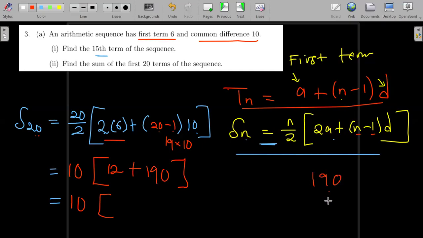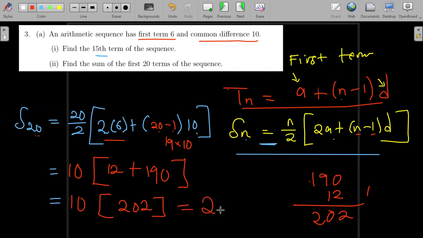190 plus 12, we are going to get 2, then 0 plus 1 carry 1, and then there it will be 2. So that will be 202. And then 202 multiplied by 10, we are just adding another 0 to this number.